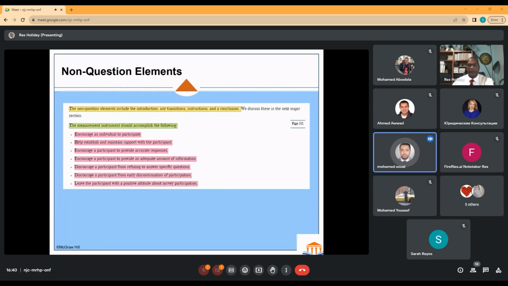We could indicate how this survey will be beneficial for the participant, like surveys inside the workplace. Your participation is very important because it will enhance the working conditions inside this organization, and also to encourage them. This will all be secret. Your answers in the survey will be confidential. There is no reason to be afraid that this information will be known by your manager or something like that. So it will be confidential. That also will encourage them to participate, and it's a part of the non-question element inside the survey.